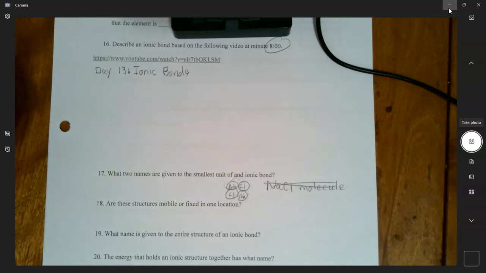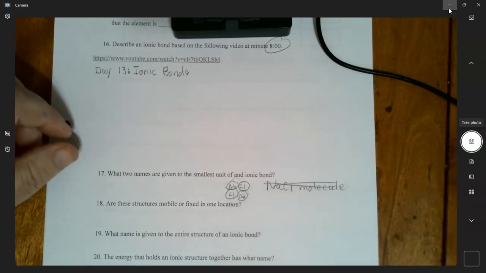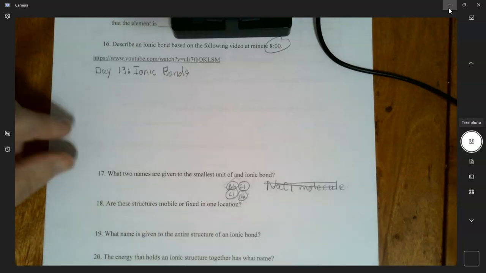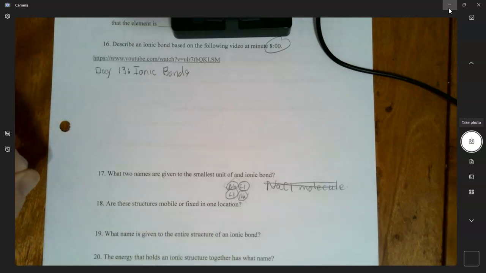Okay, so that's the answer to that, and you can draw this. Always write what I write, and write what I say as well. So I gave you the definition. Okay, 18. Are these structures mobile or fixed in one location?